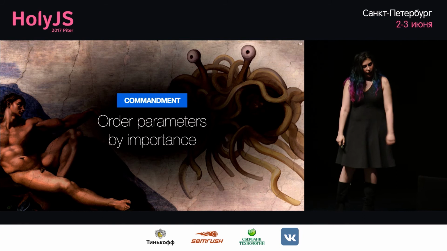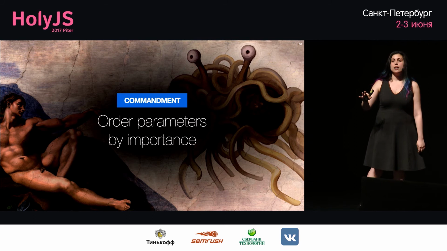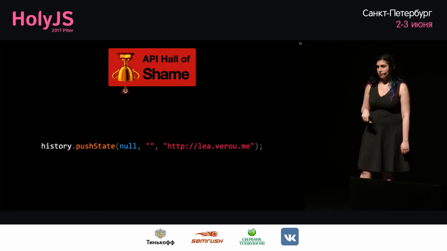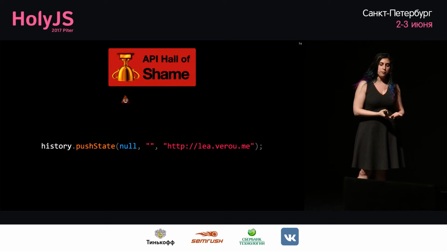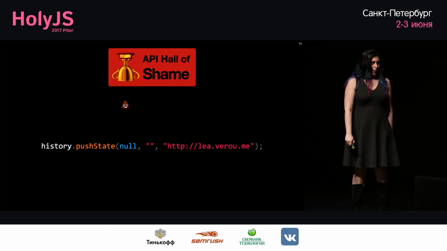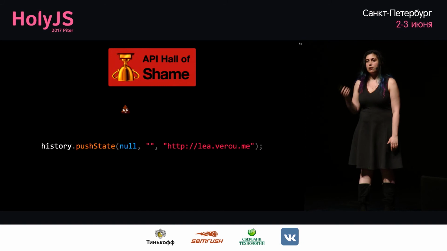Also, how many of you have used the history API? Excellent, most of you. So you're familiar with things like this. Isn't this ugly as fuck? Every time I want to add a URL to history, every time I use the history API, I have to provide these pointless first two arguments. And that's because the third argument, which is the most important, is not first, it's third.